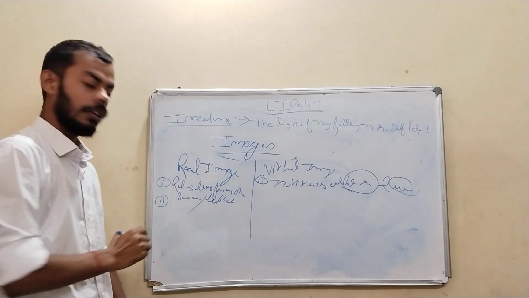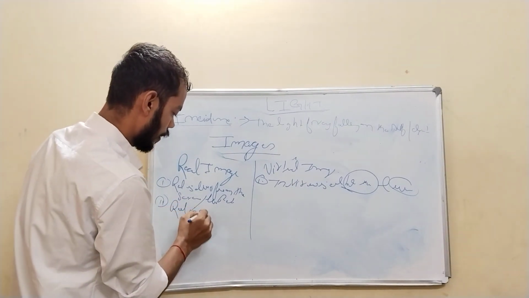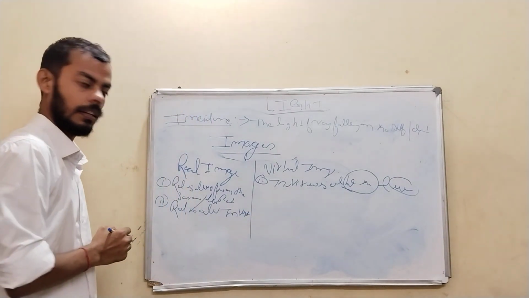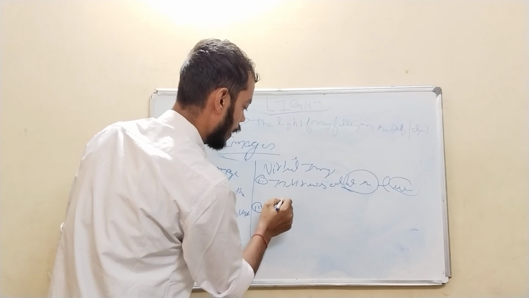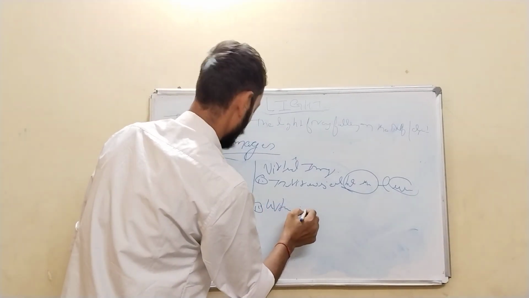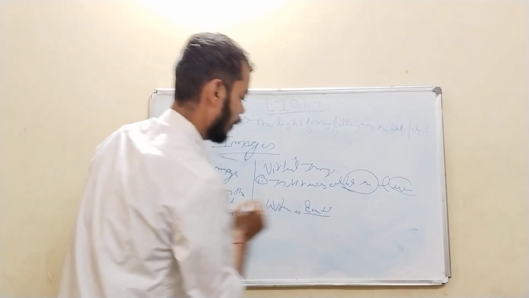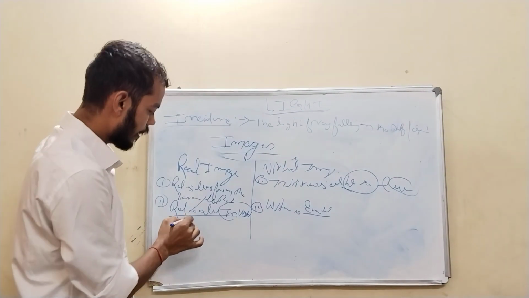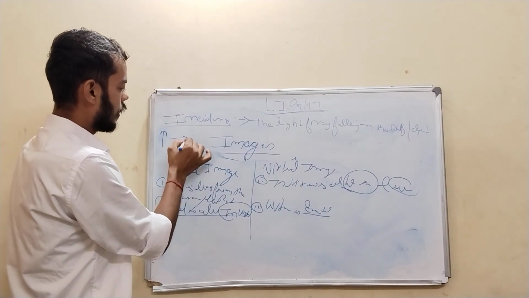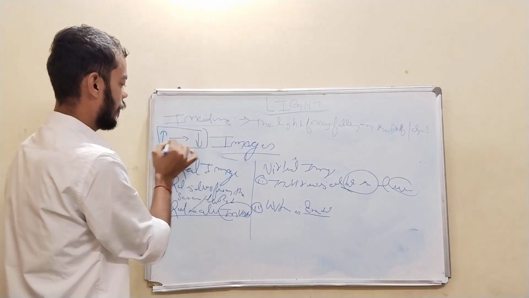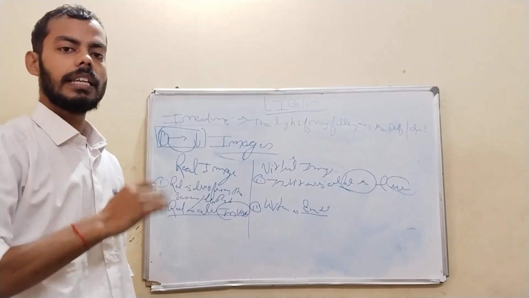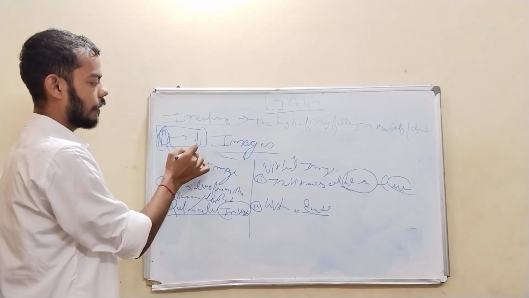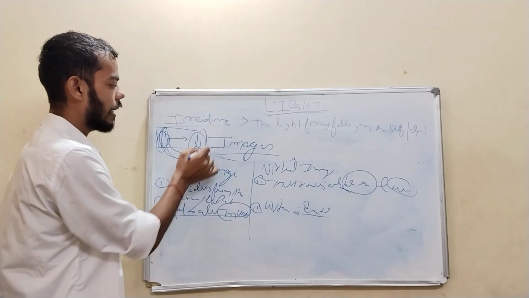The second one is that a real image is always inverted, whereas a virtual image is erect. Okay? Real image is always inverted. What is meant by inverted? Suppose this is the object, then the image formed is of this type. Inverted means, in Hindi you can say, just opposite. This is the object, this is the opposite of the object, and this is the image formed. This is known as inverted.